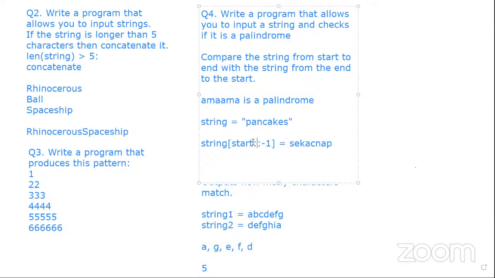But remember, when you're writing the code, don't put start and end. It's going to think you're referring to a variable start or a variable end. Okay. So don't put those. Okay.